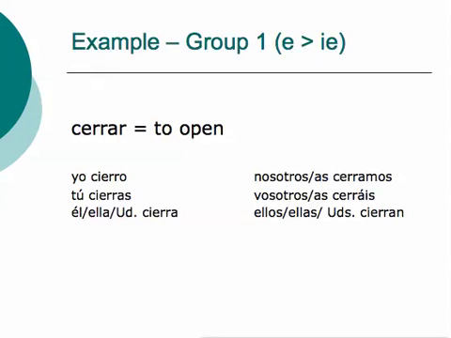So let's look at a couple of examples. Here's an example from group 1. These are the verbs that change E to IE in the stem, like cerrar. If you look at the forms, yo cierro, tú cierras, él, ella, usted cierra, nosotros, nosotras cerramos, vosotros, vosotras cerráis, ellos, ellas, ustedes cierran. Notice that there's a spelling change in the stem in all the forms except for nosotros and vosotros. But the endings, o, as, a, amos, áis, an, are the normal AR verb endings.